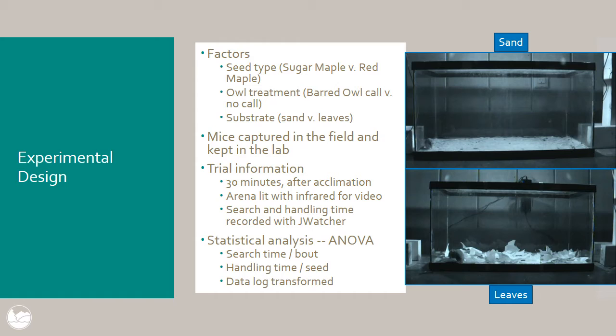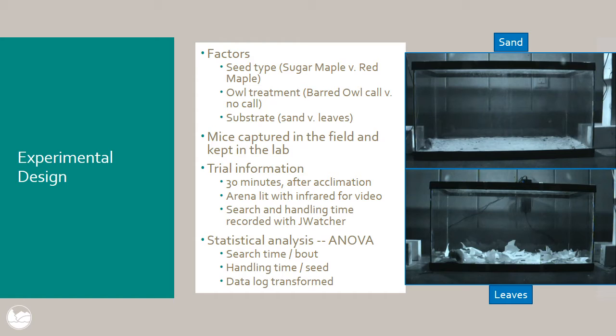Our experimental design was set up looking at three factors. We had two seed types, sugar maple and red maple, which were determined by weight. So we put 10 grams of each seed type for the various trials. Our owl treatment was barred owl call versus trials where there was no owl call at all. And then we tested on different substrates, in this case sand versus leaves. And the leaves were artificial leaves that were made out of paper.